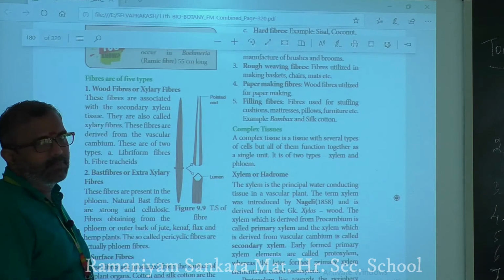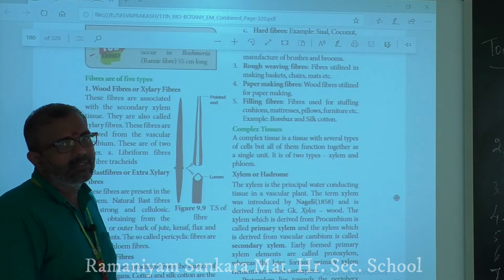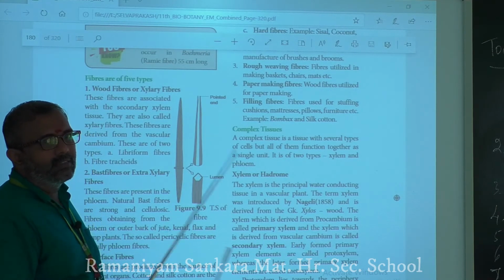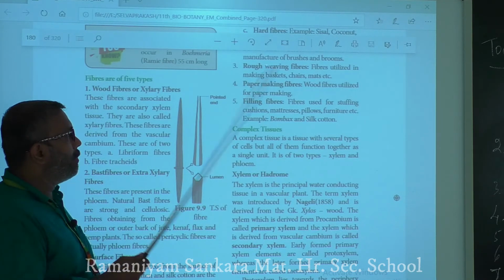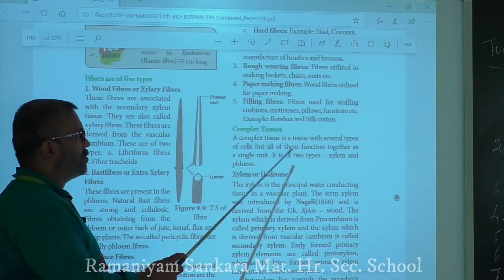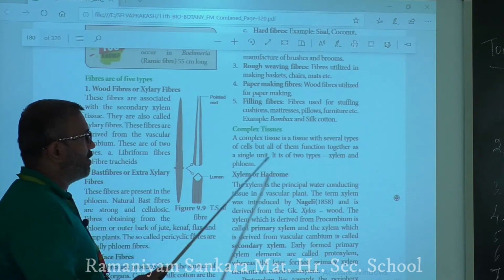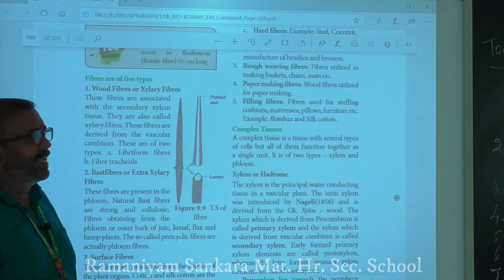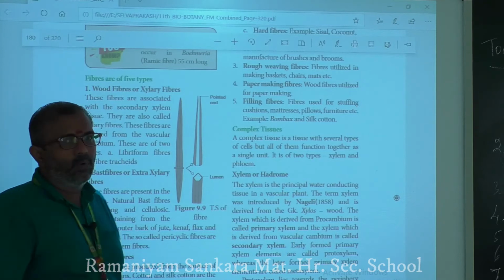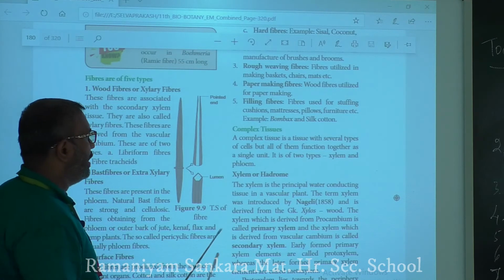They are three types: parenchyma, collenchyma, sclerenchyma. Next one is complex tissues. Complex tissues are made of several types of cells, but they function together as a single unit. That is of two types: xylem and phloem. First one, xylem.